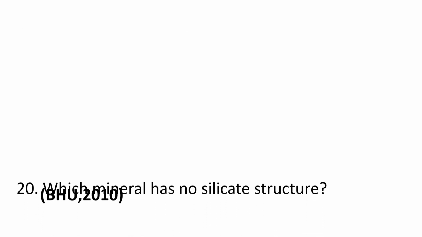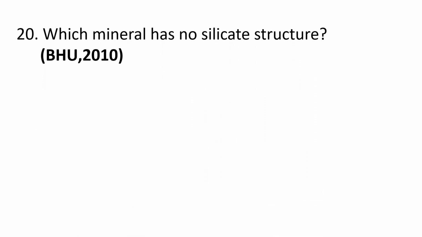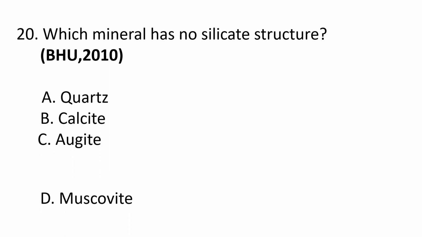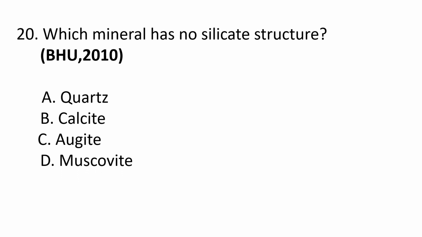Coming to the 20th question, which mineral has no silicate structure? A. quartz, B. calcite, C. agate, D. muscovite. So here the correct answer is B. calcite. It will come under carbonates, whereas the other minerals, they will come as silicates. Like quartz, agate, and muscovite, they belong to silicates, whereas the calcite is a carbonate.